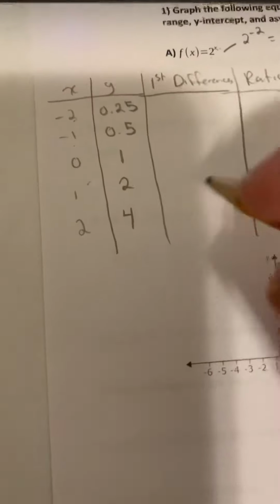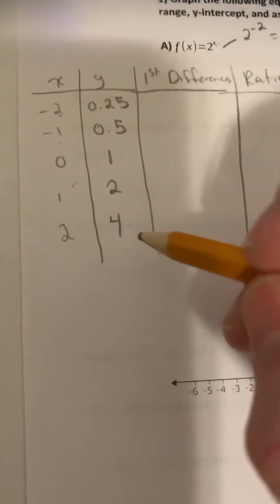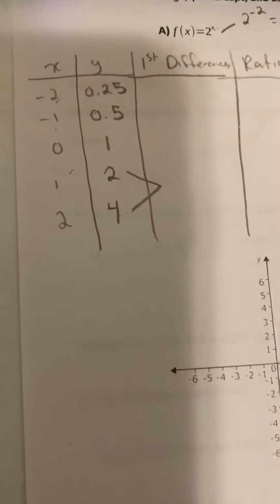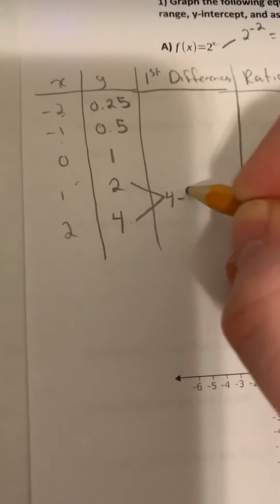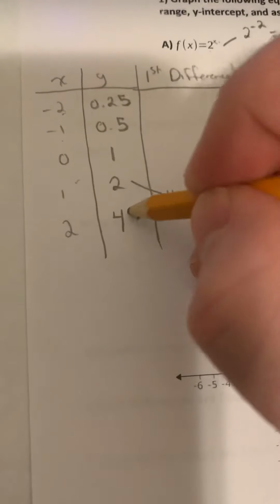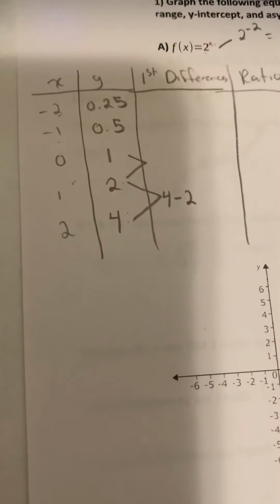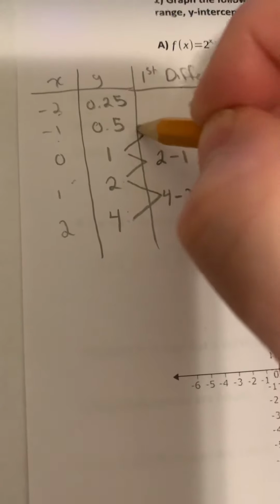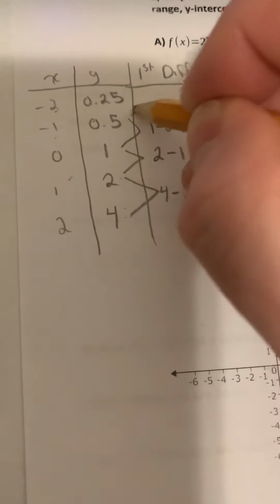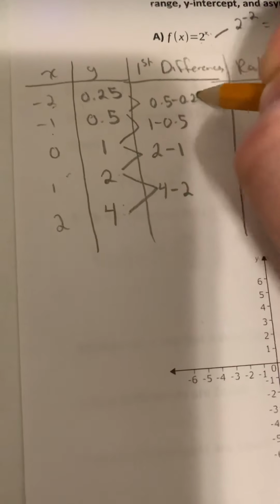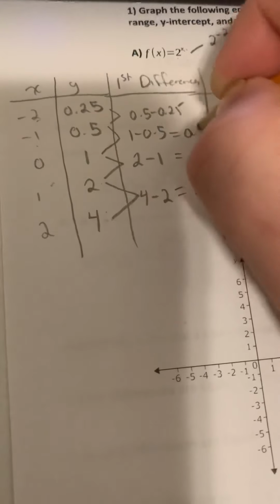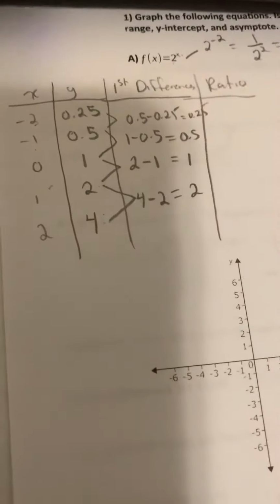Okay, so when you do the first differences in grade 9, what you do is you start with the y values. Okay, so we're starting with the bottom value, and what we're going to do is take the bottom value and subtract the number above it. So we do 4 minus 2. And then we take the 2 and we subtract the one above it, which is 1. So we do 2 minus 1. And then we continue that, 1 minus 0.5, and then 0.5 minus 0.25. So when we do that, you get 2, 1, 0.5, and 0.25.